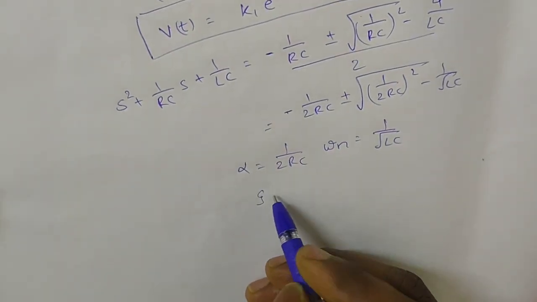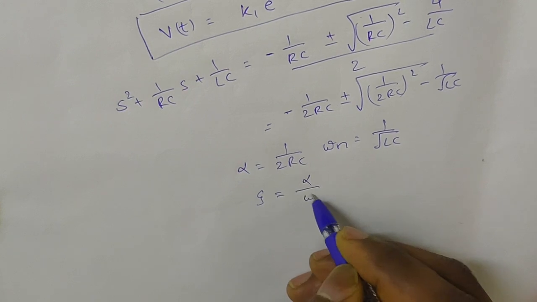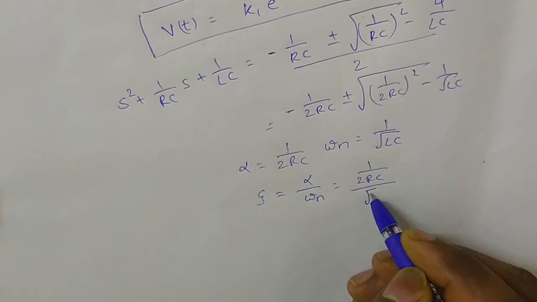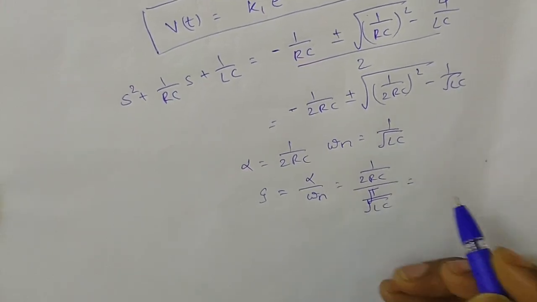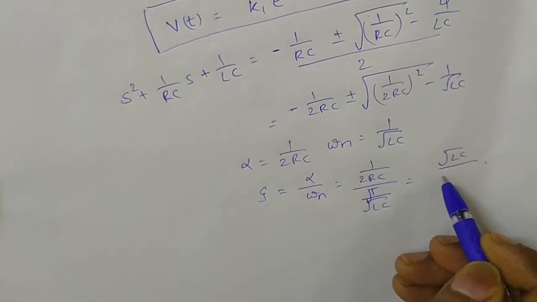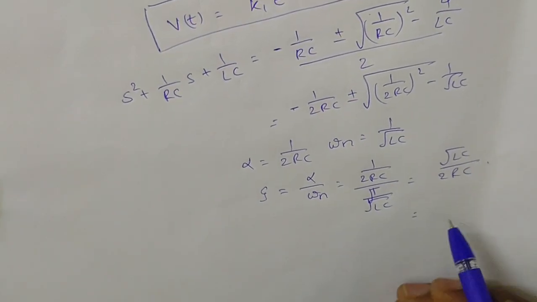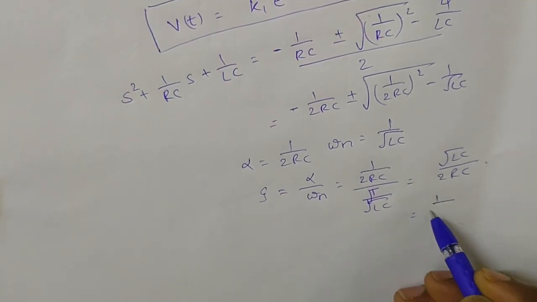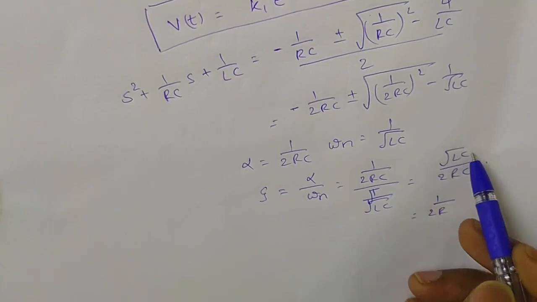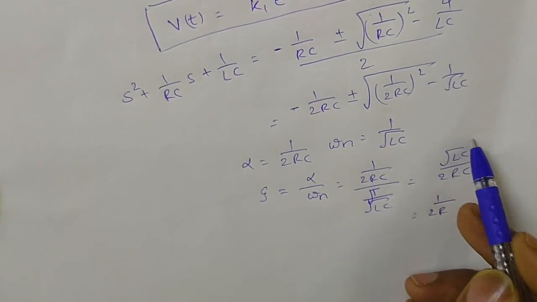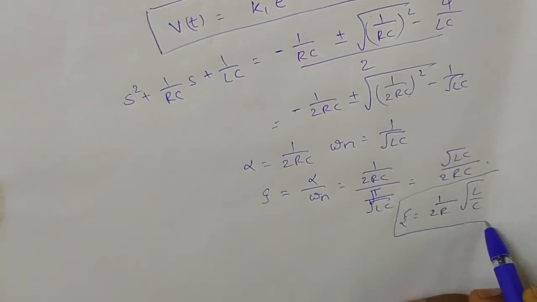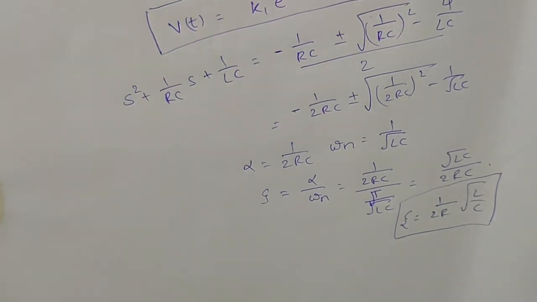Here the damping ratio zeta is alpha by omega n, that is 1 by 2RC divided by 1 by root LC. That means root LC by 2RC, that means 1 by 2R, and C is there, so it can be written as 1 by 2 times root of L by C... This is the zeta value.